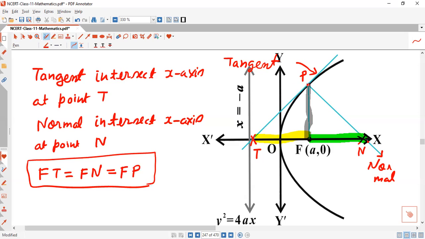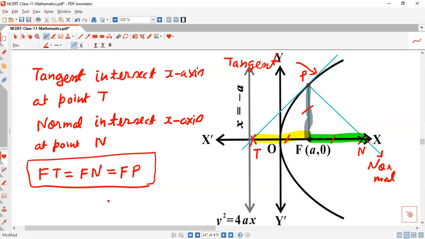So suppose at this point P, we draw the tangent and we draw the normal. They meet the x-axis at T and N. We have a focus that also lies on the x-axis. So we see this distance FT, this distance FN, and this distance FP are equal.